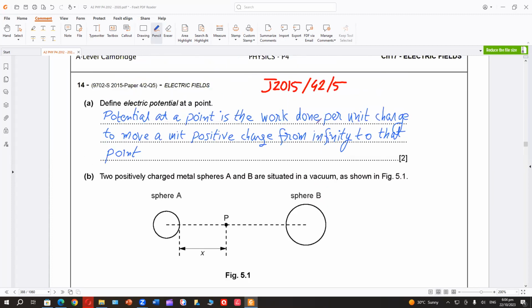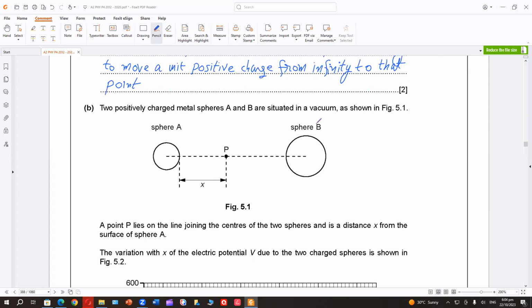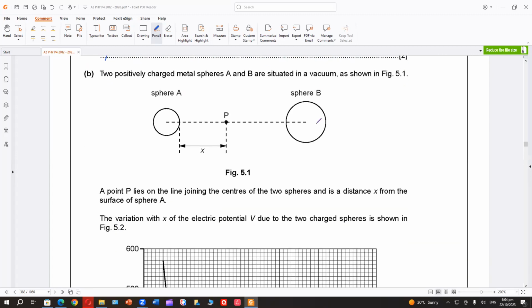The people who have just joined should note that it is June 15, 42.5. You have to read the question. There are 2 spheres, sphere A and sphere B, and point P lies on the line joining the centers of the two spheres and is a distance of x from sphere A.